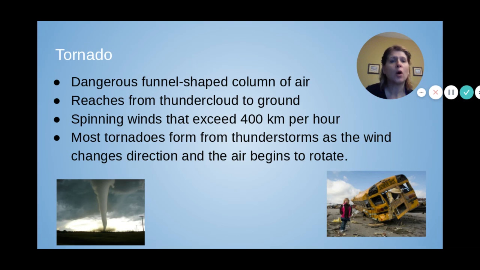We have categories known as F1, which is our least dangerous, to an F5. In Page County, we have an F1 that has hit in Stanley.